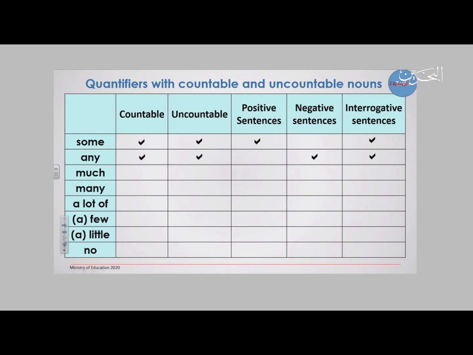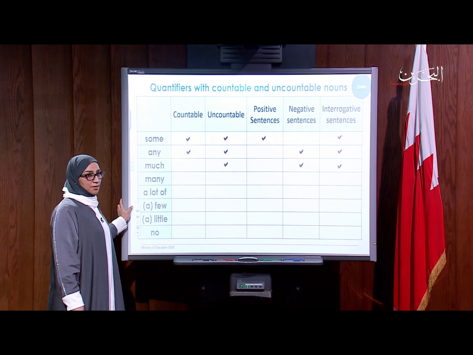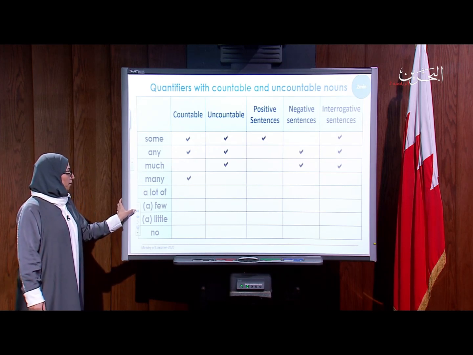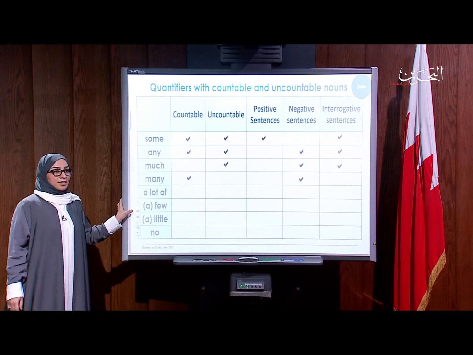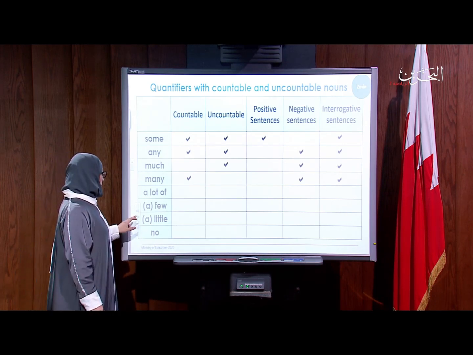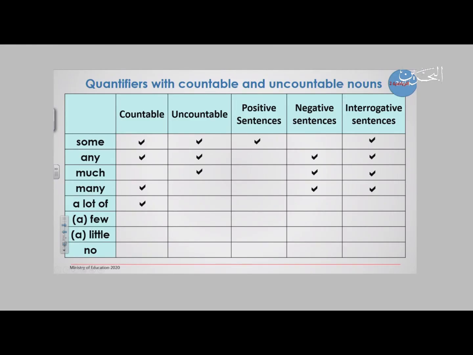Let's go to the third one, much. Uncountable, negative sentence, and interrogative sentence, which is the question. Many, I use it with the countable nouns. Negative, and interrogative sentence. A lot of, I can use it with countable, uncountable, positive sentence.